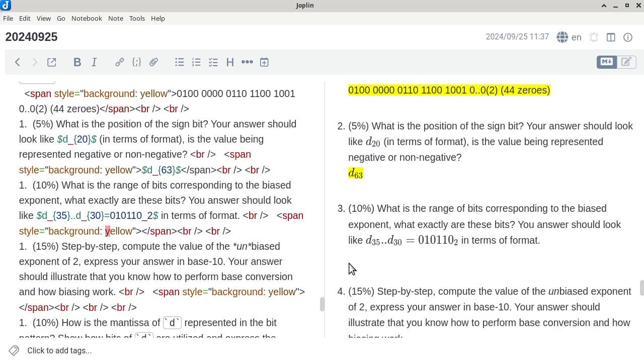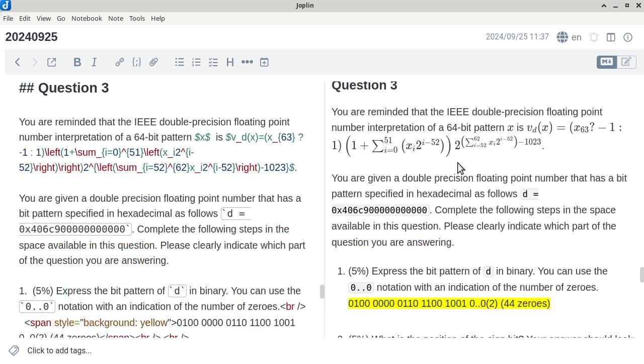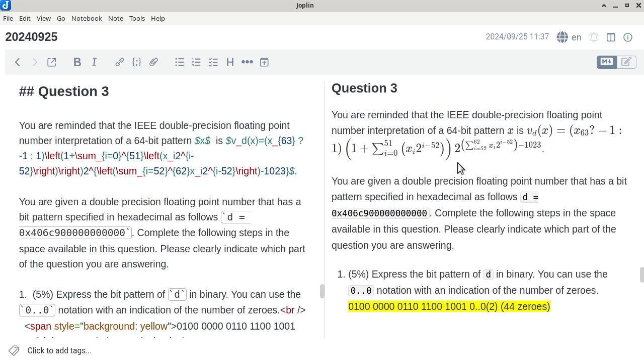All right, next question. What is the range of bits corresponding to the biased exponent? What exactly are these bits? Your answer should look like this. Basically, you're trying to tell me what is the most significant part, what is the least significant part, and what is the exact bit pattern in this particular question. All right, so once again, the answer is embedded in the question itself, okay? Look at this huge mess of an equation, of a formula, which we have explained in class, okay?